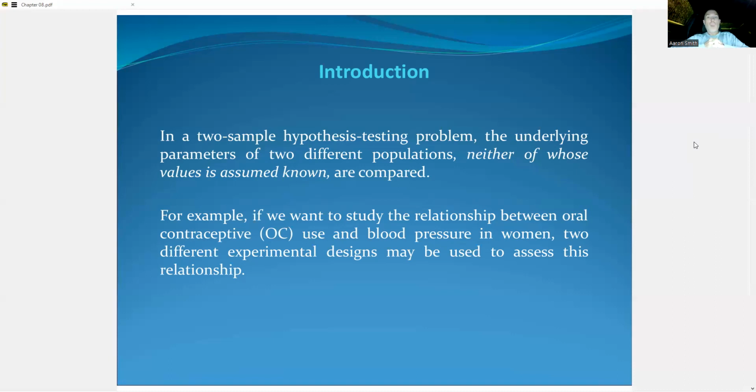All right, so for example, if we want to study the relationship between the use of oral contraceptives and blood pressure in women, two different experimental designs may be used to assess this. So in this situation, we've got oral contraceptive women and those who do not use oral contraceptives. And then we want to analyze the blood pressure between the two different groups. We want to see, hey, do they have the same central tendency, the same average blood pressure? Or possibly we want to see, do they have the same or different variance, as data spread, between the two groups?